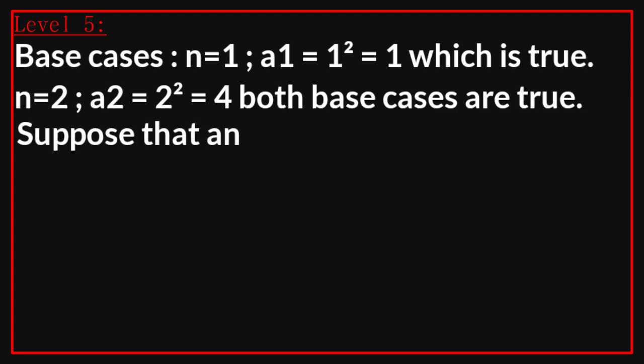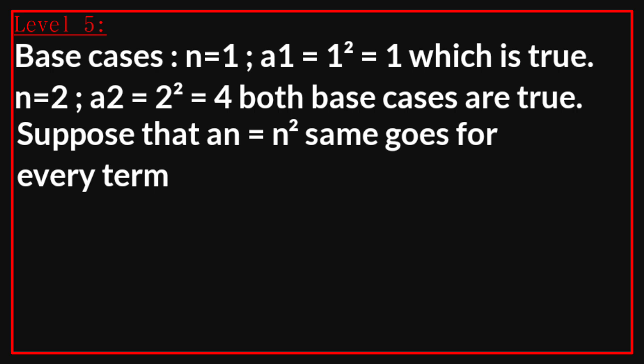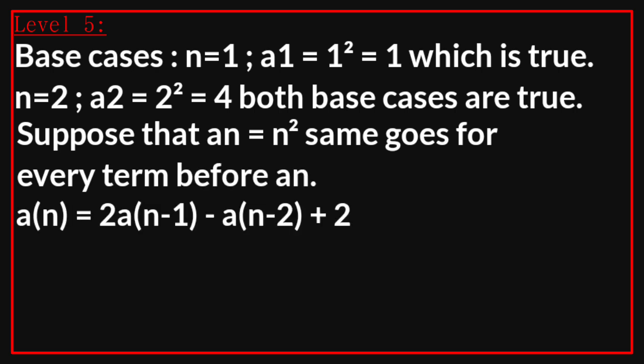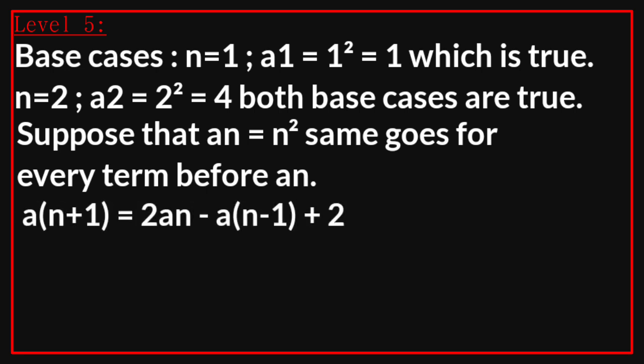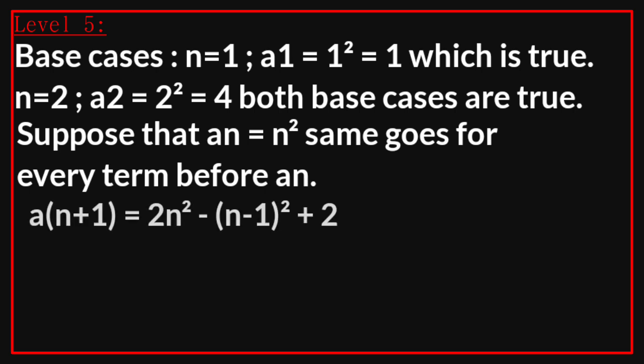Now we'll suppose that AN equals N square, and for every term before AN, this is true. We will now replace the term AN of the given recursive expression when N is greater than or equal to 3, while making the necessary changes for it to work with AN plus 1. Thanks to our induction hypothesis, we know that AN is N square, but we also know thanks to the strong induction that AN minus 1 is N minus 1 square, so we replace them. We expand and simplify.